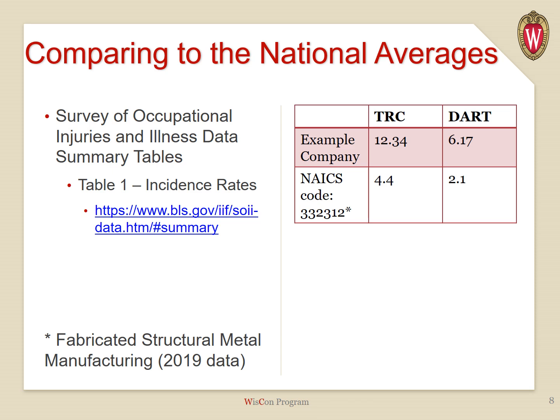My company, with a TRC of 12.34 and a DART of 6.17, is above the national average, meaning that my employees are more likely to sustain an injury or illness at work, and that those injuries are more likely to result in lost work days, job restriction, or transfer than other employees in the same industry.